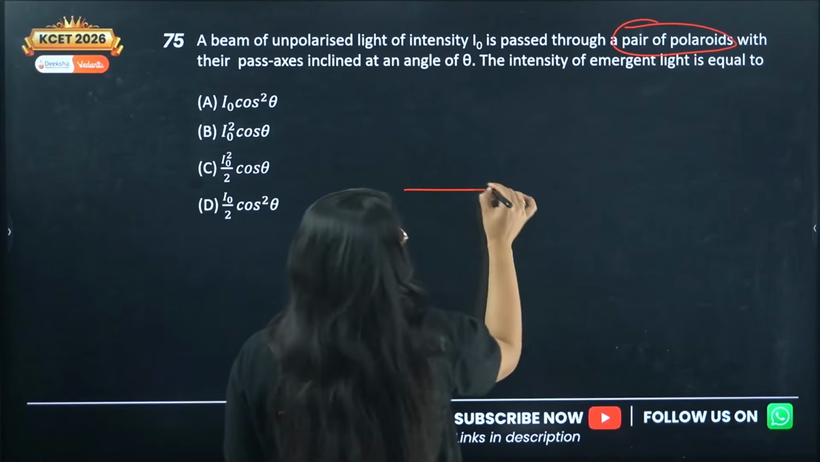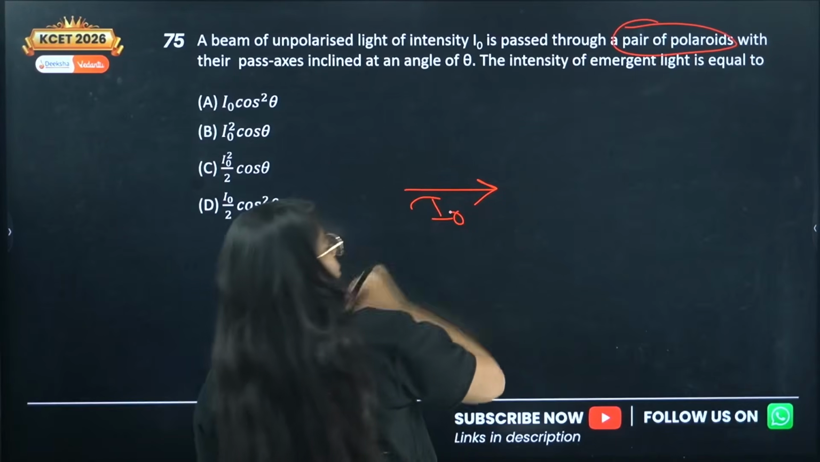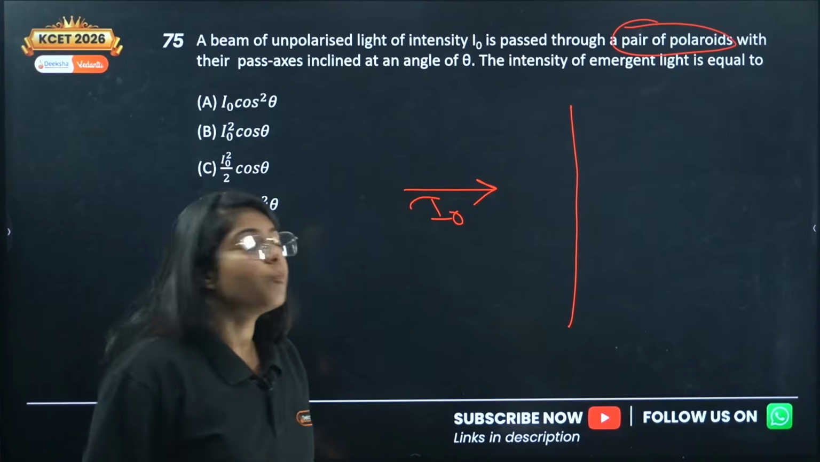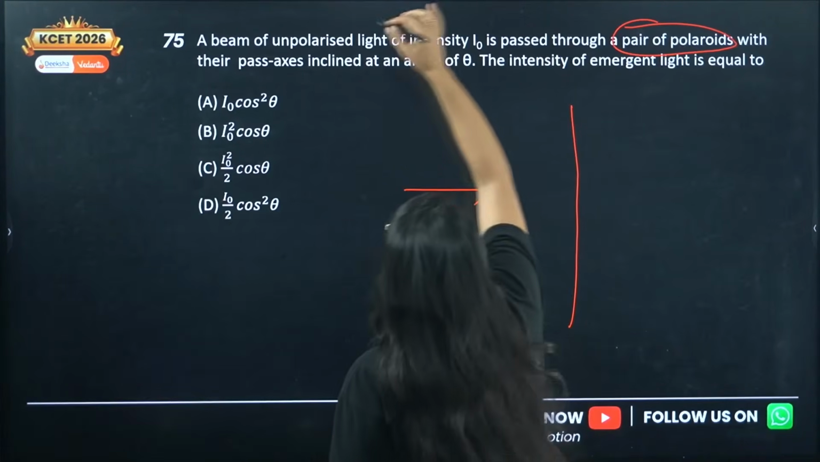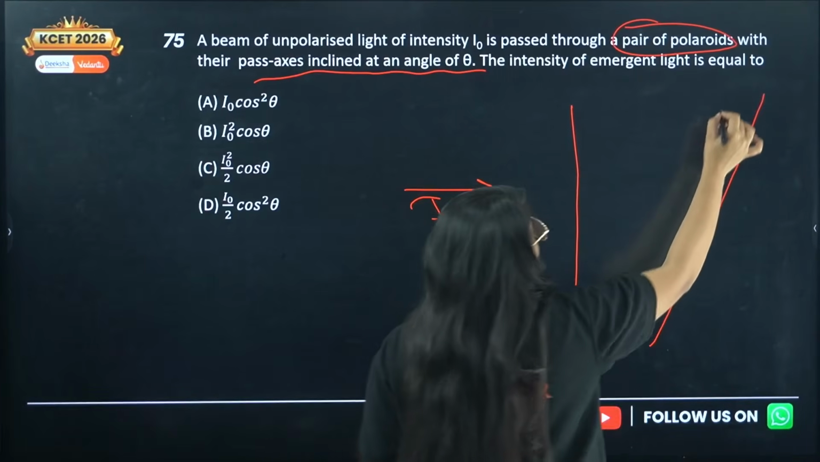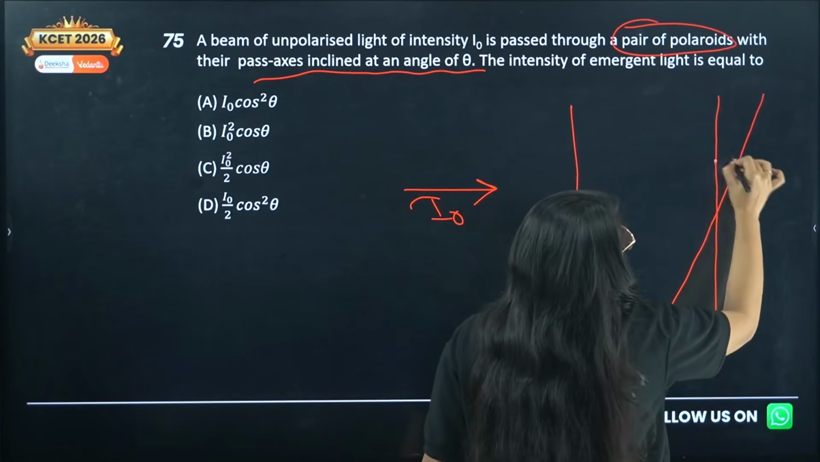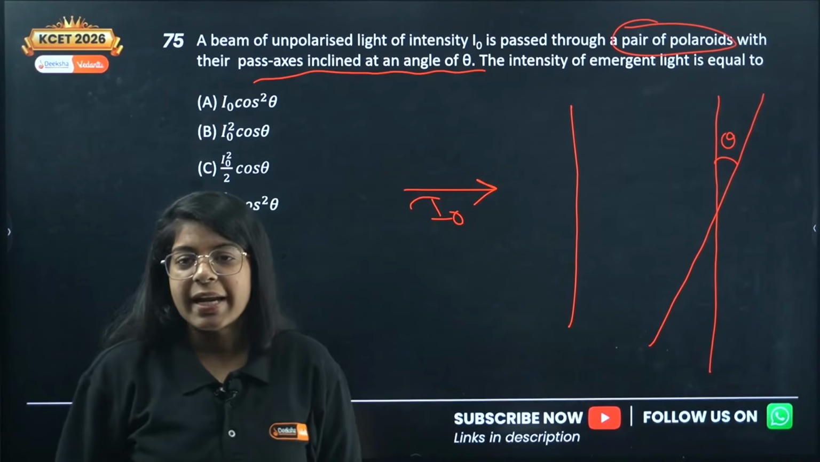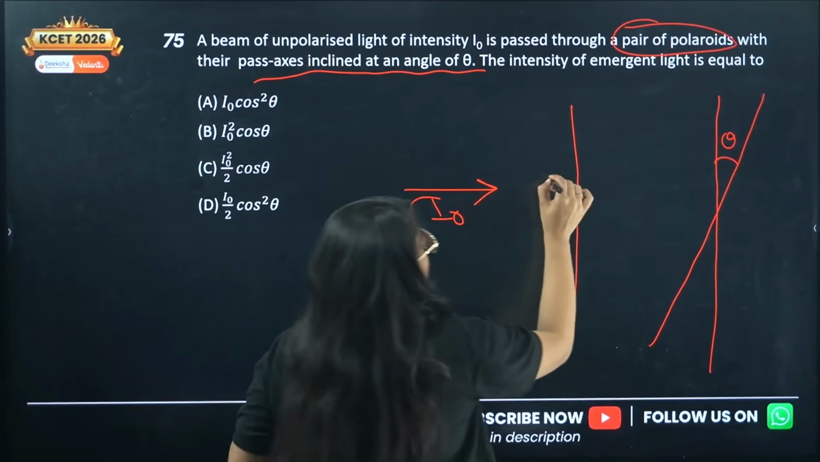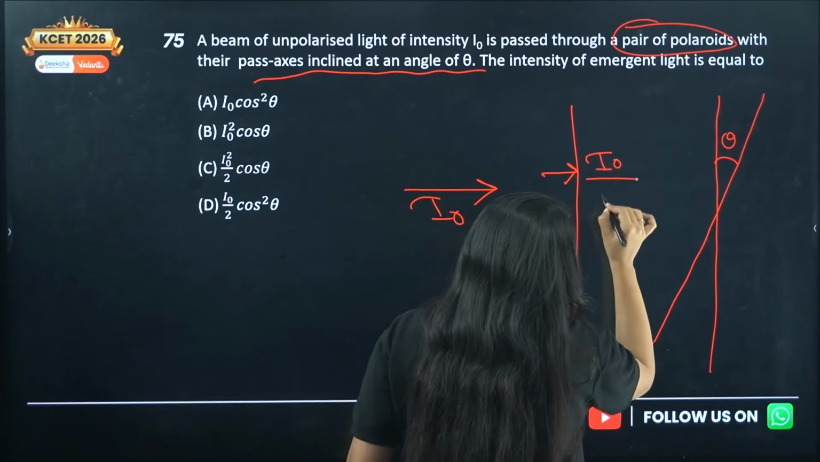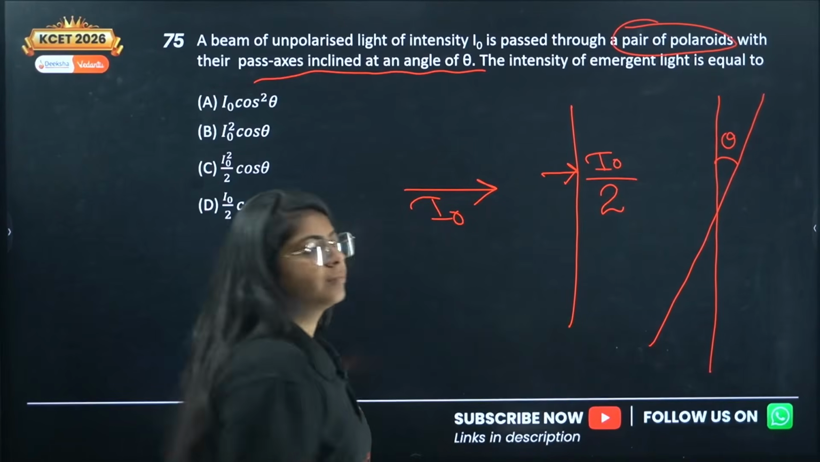So, we have a light whose intensity is I naught, correct? This is my first polarizer. Since it's a pair of polarizers, the other polarizer is inclined at an angle of theta. So the other polarizer is something like this. Correct? This is the pass axis. Now we know when it passes through the first polarizer, and remember this very carefully, the intensity becomes a half.